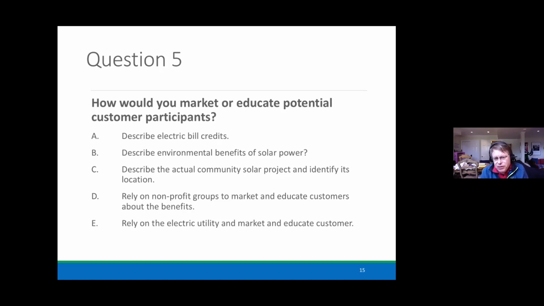Rely on the electric utility and market it basically. I don't know why I had another "and" in there, but the idea here is that the electric utility, we serve all of the customers.